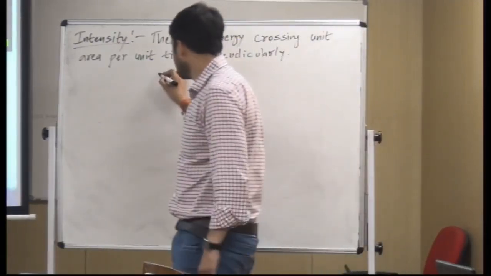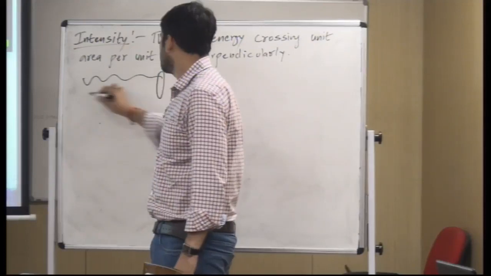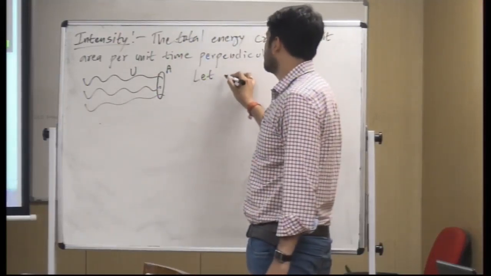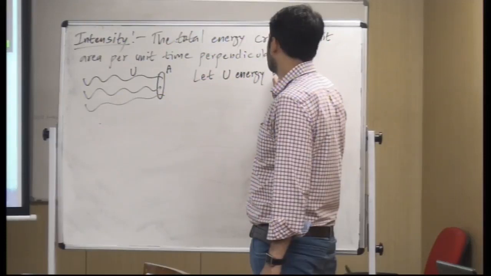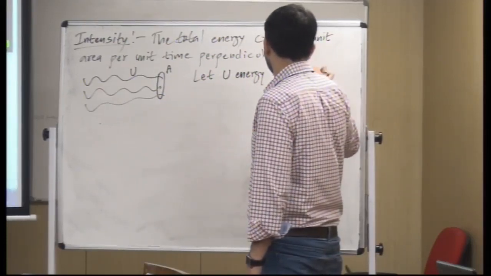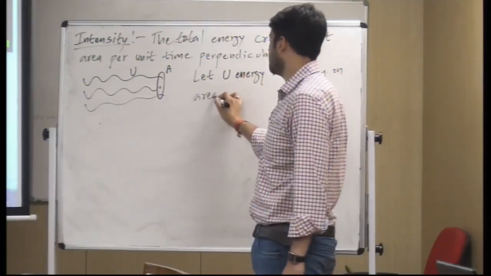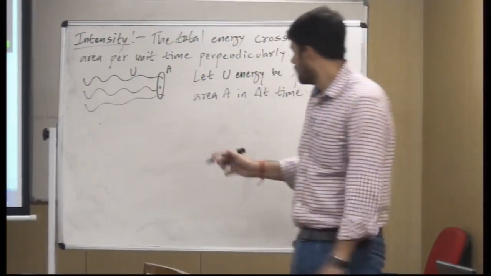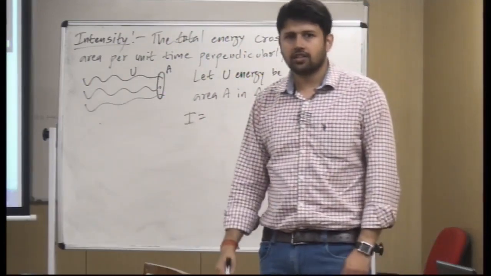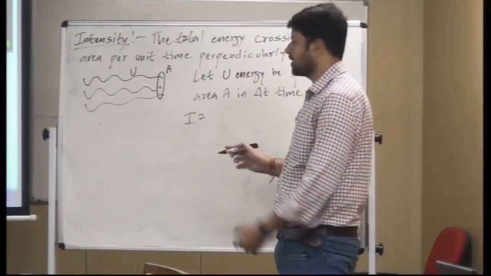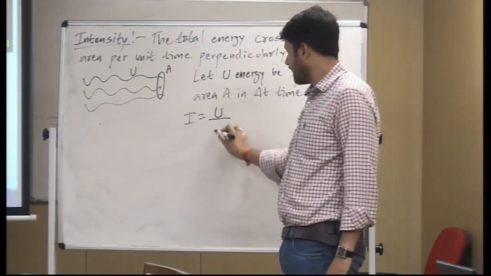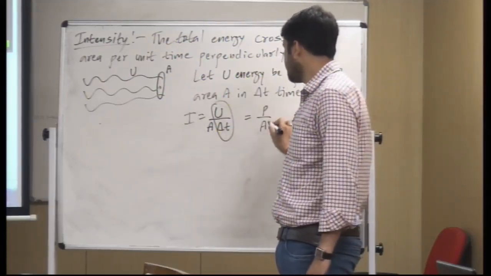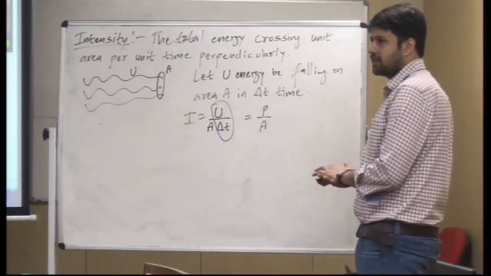Is it okay? So let's consider, let's say this is an area A on which EM waves are falling. Let U energy be crossing or falling on area A in delta T time. Yeah, intensity is for light. So the intensity would be energy per unit area per unit time. If you combine them, energy by time, it is also power by area.